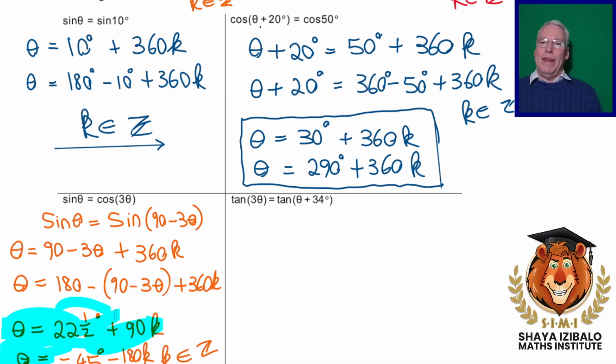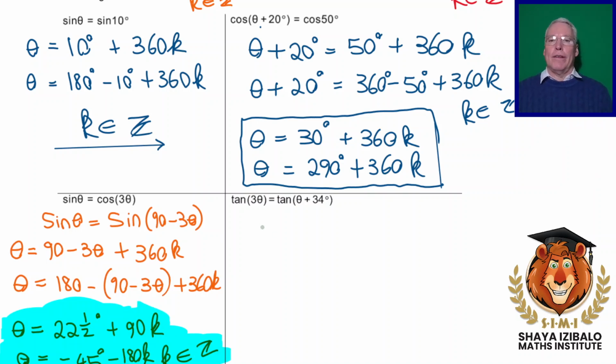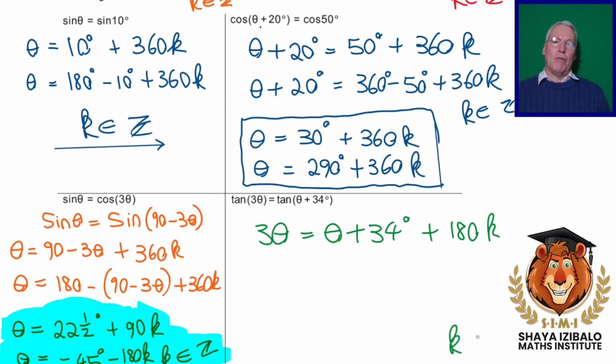Okay, right, the next one involves tan. And tan's actually quite simple to deal with because we just need to take the two angles, make them equal, and add 180k. Let's say that again. We're just going to say 3 theta is theta plus 34 plus 180k. Don't forget, whenever we write a k, we must write down k is an element of the integers. So if we solve this, we just get 2 theta is 34 plus 180k. Divide both sides by 2, we get theta is 17 plus 90k.